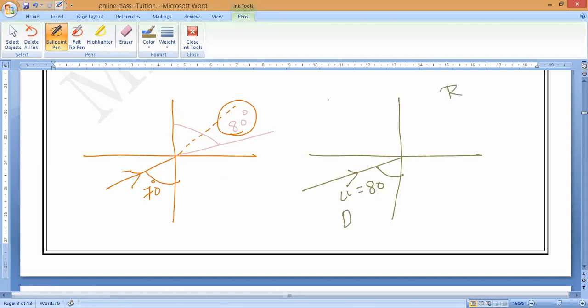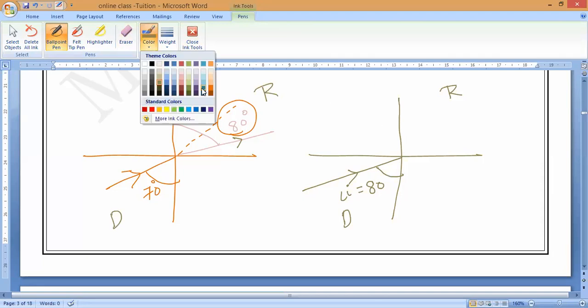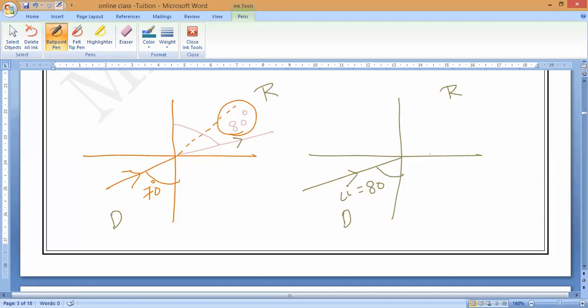How much? 80 degrees. Then, as we have studied in previous cases, what about the refracted angle? Anybody? More than 80. So more than 80 means every time we are increasing by 10. So at 80, where will it go? Definitely it will go to 90.